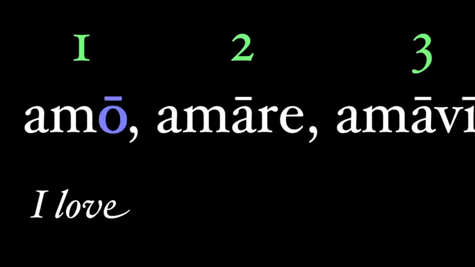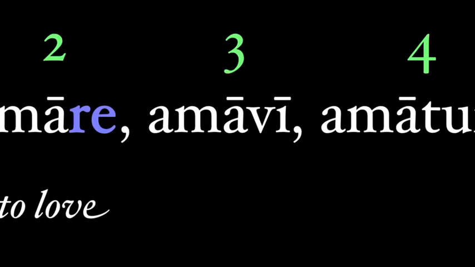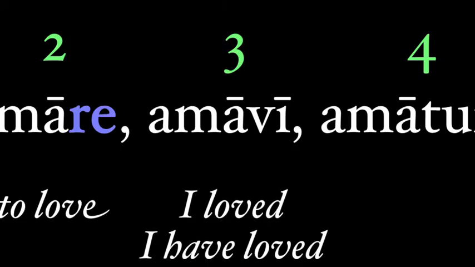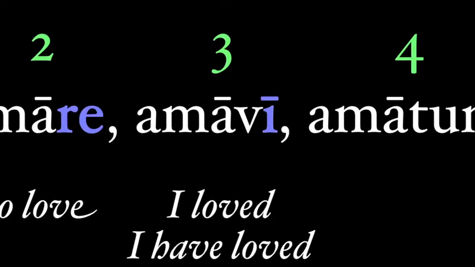The second form is the infinitive. This is the to form of the verb, to love, as in, I am able to love Latin. Notice that this form of the word ends in an RE. Most infinitives in Latin will end in an RE. The third form is the I form in the perfect tense. The perfect tense is a kind of past tense. We translate this form as I loved or I have loved. Notice how this word ends in an I. Most third principal parts will end in a long I.